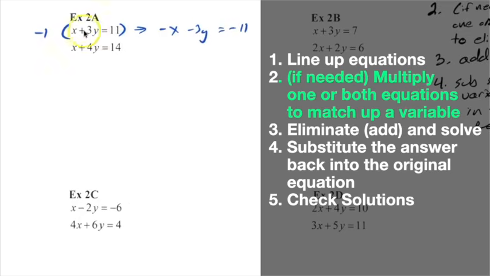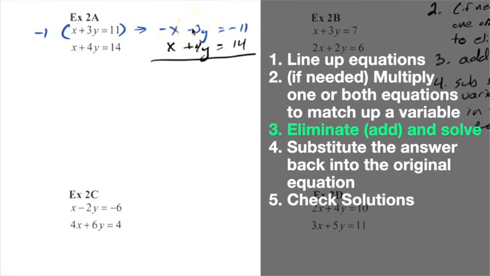-1 times x is -x. -1 times 3y is -3y. -1 times 11 is -11. We're going to keep the bottom alone. We're not going to do anything to the bottom in this case. We get this. And now we're just going to solve like always.